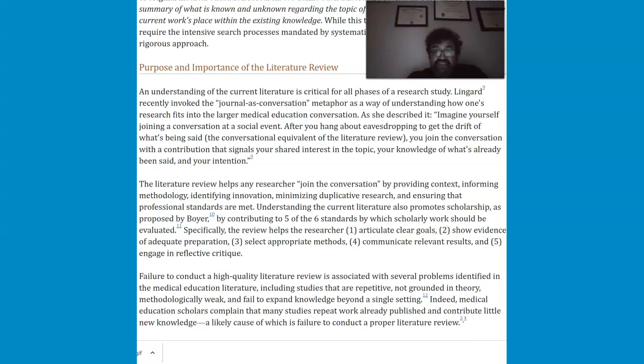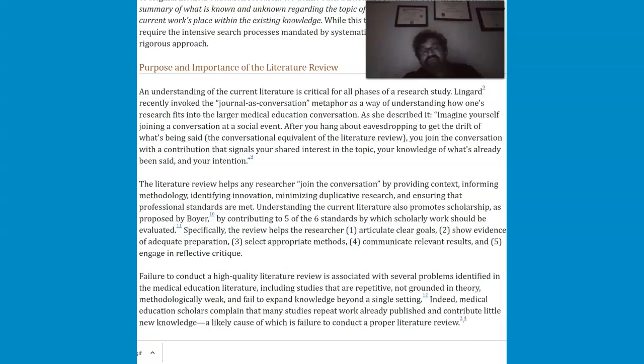What else does understanding current literature do? Well, it promotes more scholarship. And actually, one of the researchers, Boyer, said that there are 5 or 6 standards by which scholarly work should be evaluated. And I've actually presented quite a few models like this, but I'm going to tell you about this one as well. The review helps.